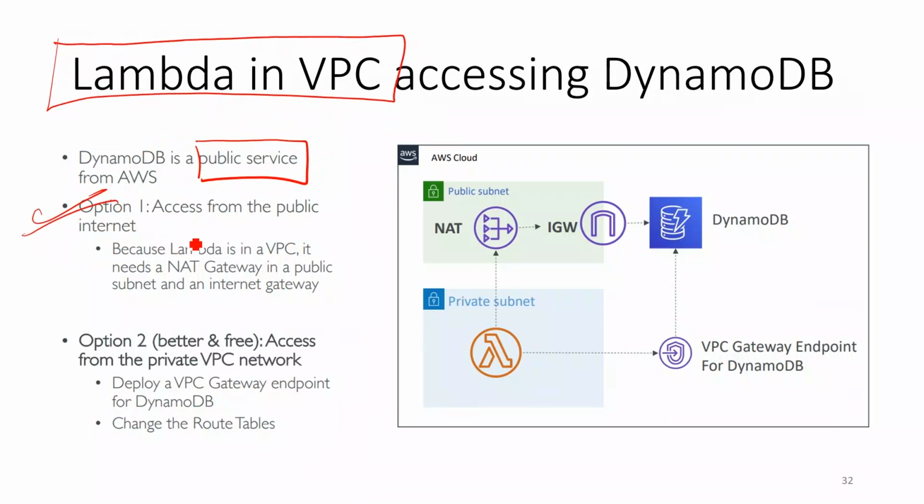Option 1 is basically access from the public internet. That is the general way. You can access any AWS service through the public internet. Option 2 is better and free, that is access from a private network: deploy a VPC gateway endpoint. That's it. If there is DynamoDB and S3 and you need to access it through a private network, like a private VPC endpoint, then the option should always be the gateway endpoint, not the interface endpoint. Even in Lambda cases this holds true.